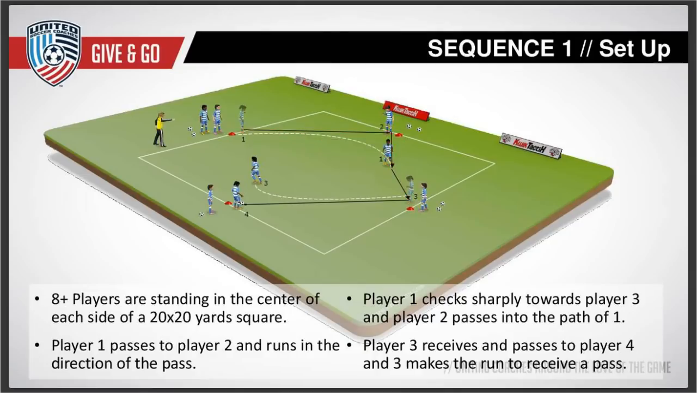When the ball is received by player 3, now we repeat the pattern again. Player 3 passes to number 4. 4 receives the ball and holds it, while number 3 makes that run and then cuts off at an angle.